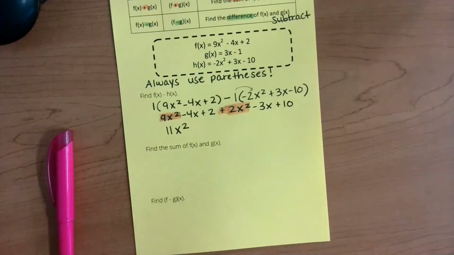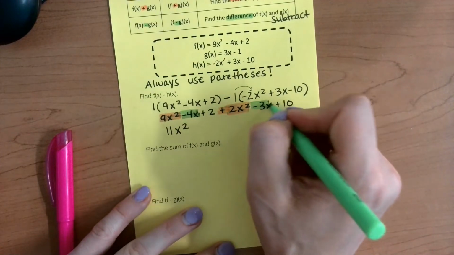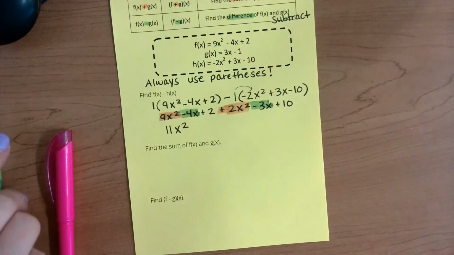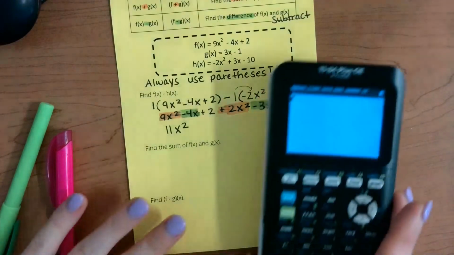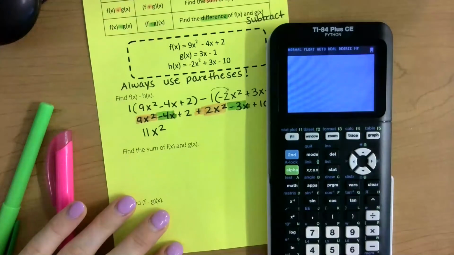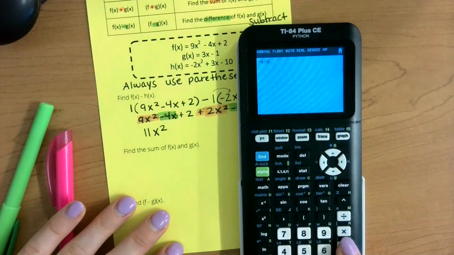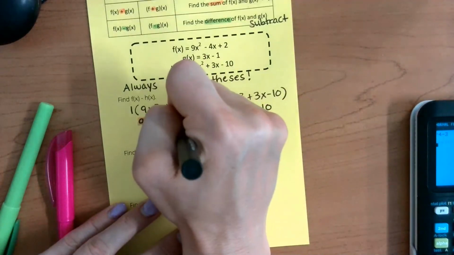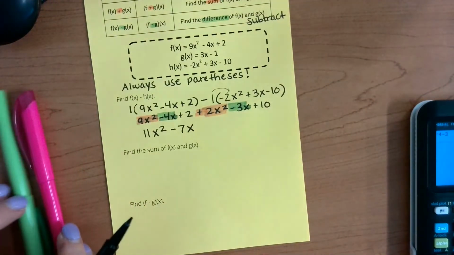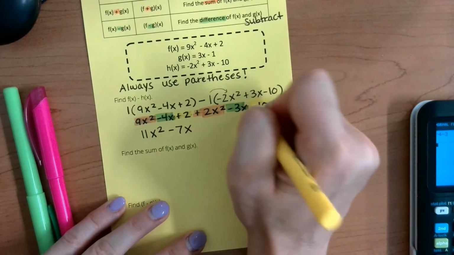Then I'm going to use my green to highlight my x terms. So negative 4x minus 3x. And also, if you need to, use your calculator if you struggle with certain operations, like with negatives. So if we need to do negative 4 minus 3, we get negative 7. So that would be negative 7x. And then I have a yellow highlighter. I don't know how well it's going to show on here. It shows a little bit.